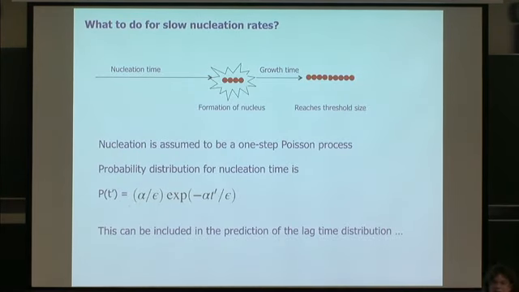So what do we do in the case where the actual waiting time to the first nucleus is long, and so this Van Kampen expression doesn't work very well? Well, actually, it's quite simple what you can do there. So we assume, as everyone else assumes, that this nucleation process is a one-step Poisson process. So you have a waiting time, which has a known distribution, and it's this. So it's an exponential distribution, and the rate parameter is the nucleation time divided by this volume scaling thing. Okay, and so we know the waiting time for this nucleation event, and we can just include that in the prediction of the lag time distribution.